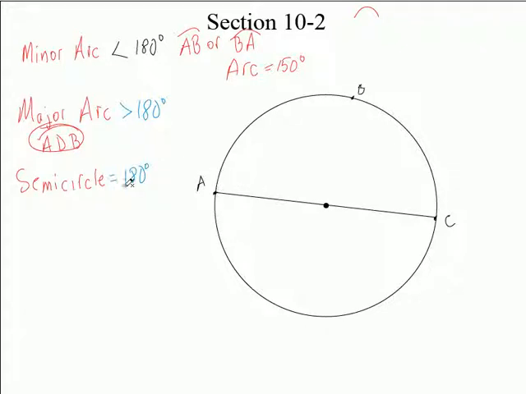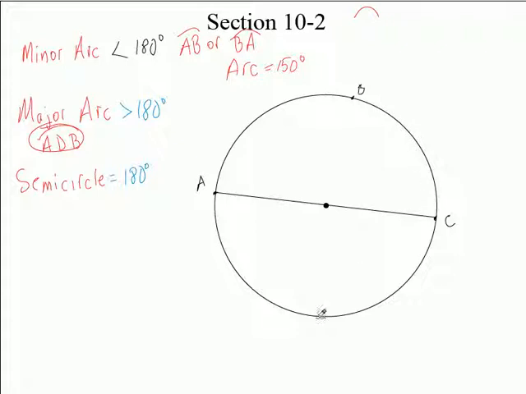So a semicircle is equal to 180 degrees, so it goes from here to here. What if you didn't have this B right here? Could I just say semicircle AC? No, it'd still be 180 degrees, but you don't know if you're talking about this arc or this arc right here. They're two completely different arcs, aren't they? They have nothing in common except for these two endpoints.